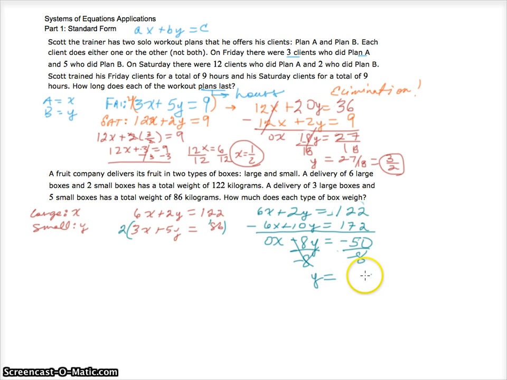And I get y equals 50 over 8. And I can reduce that by dividing both of them by 2 to 25 over 4. So I'm going to take this and substitute it into one of my equations. And I can actually change this to 6.25. I'm going to substitute this into the top equation. So I'll have 6x plus 2 times 6.25 equals 122.